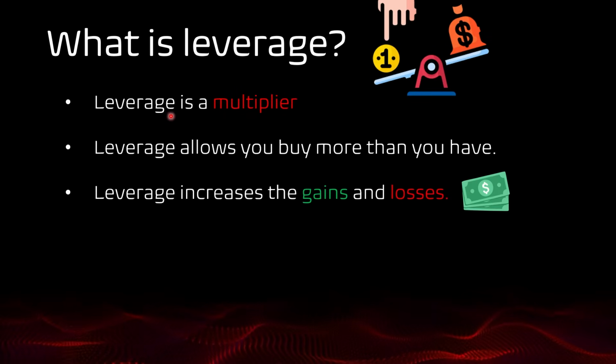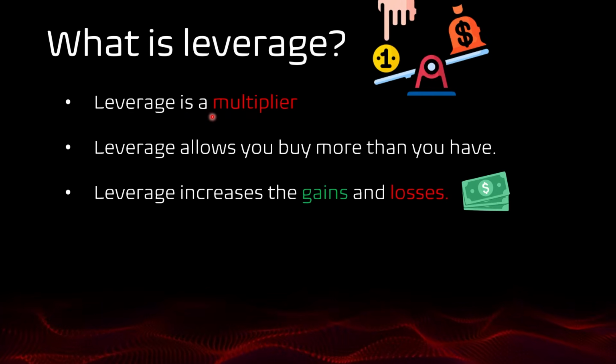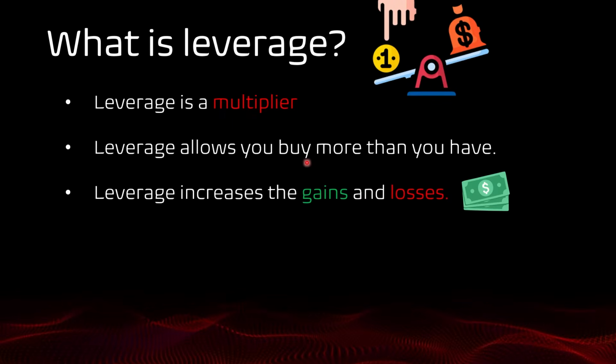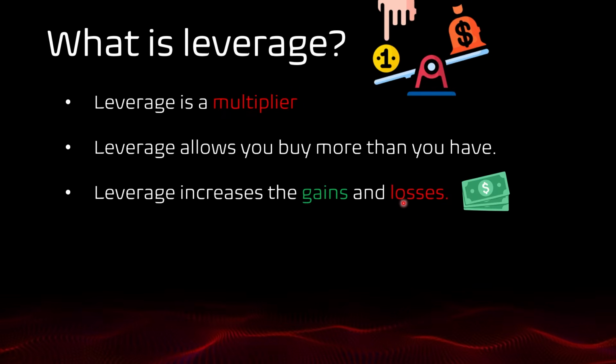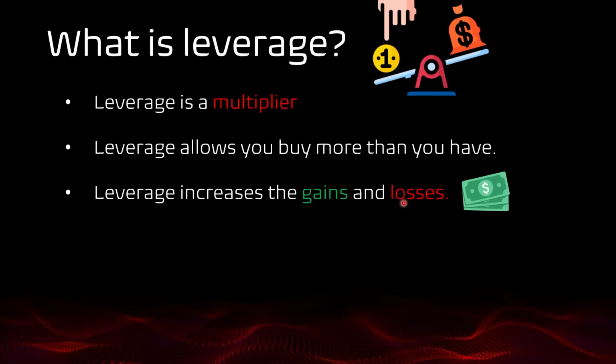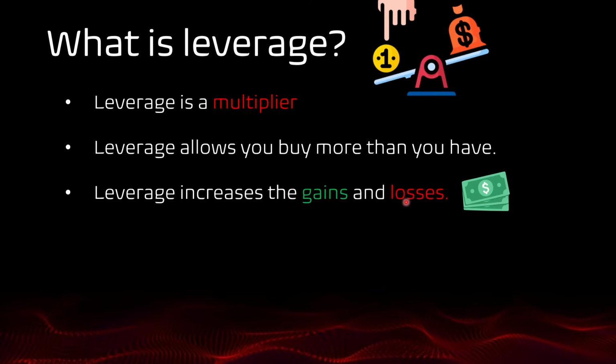Now, the difference between spot and leverage is that leverage is a multiplier. Leverage allows you to buy more than you currently have, and leverage increases the gains and the losses. There'll be a lot more on that later. Let's take a look at a leverage example.